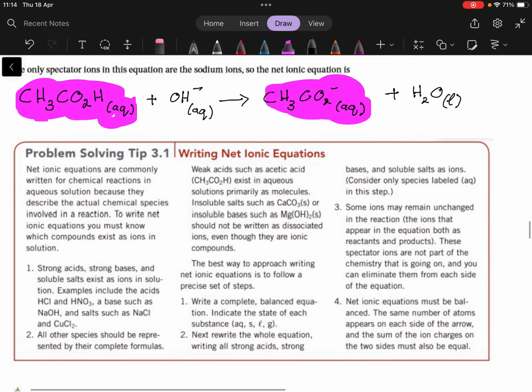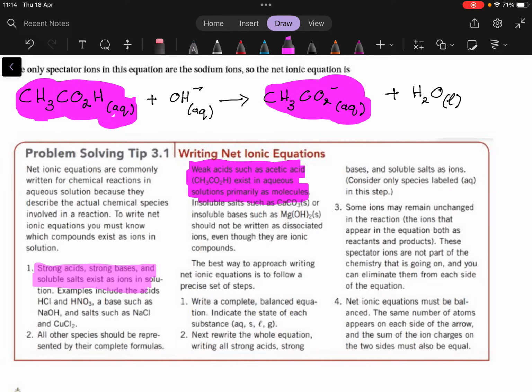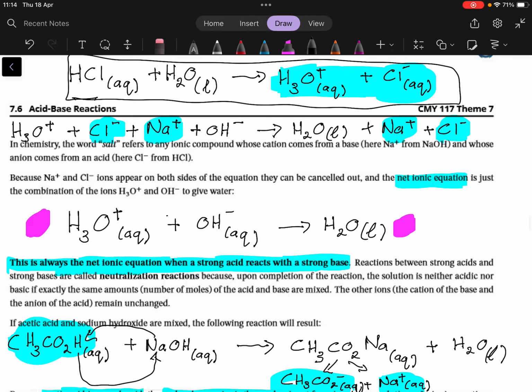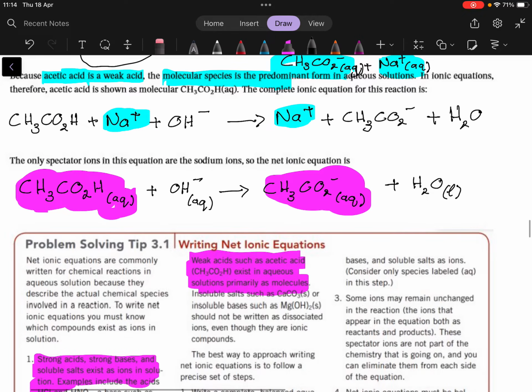So you can read this problem-solving tip. It's quite well written. It says weak acids like acetic acid exist in aqueous solution primarily as molecules. Of course there's going to be a small amount of it that dissociates, but not all of it. Whereas strong acids, strong bases, and soluble salts exist as ions in solution. So your difference there is exactly that. We can split up a strong acid. We cannot split up a weak acid.